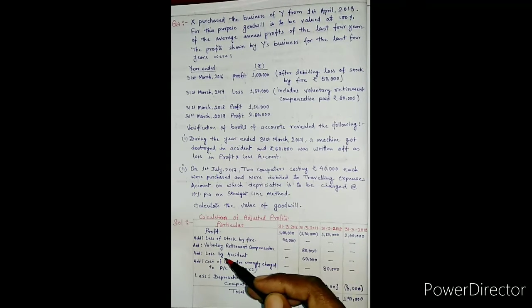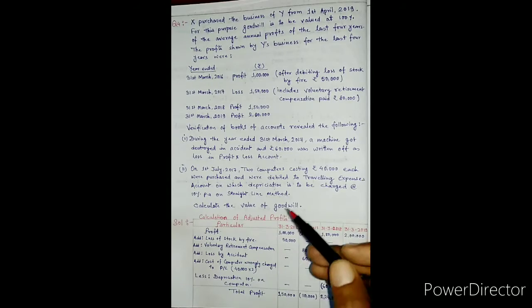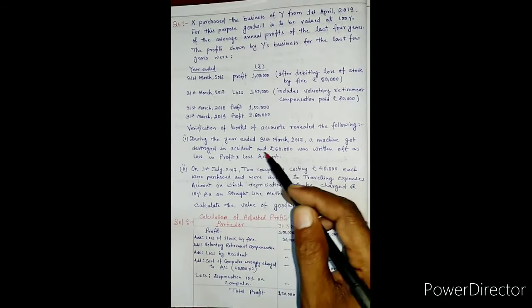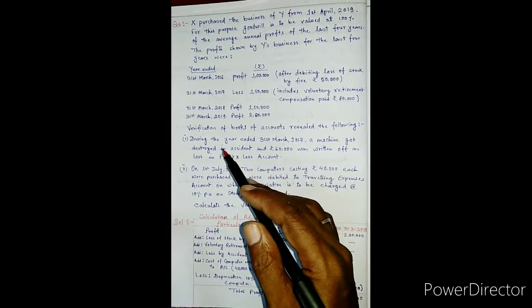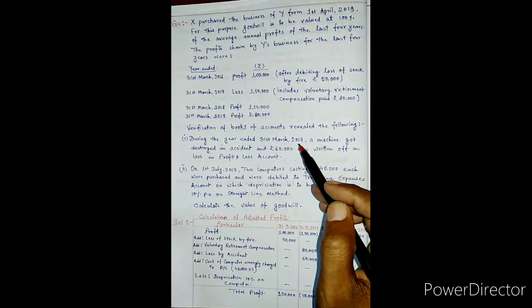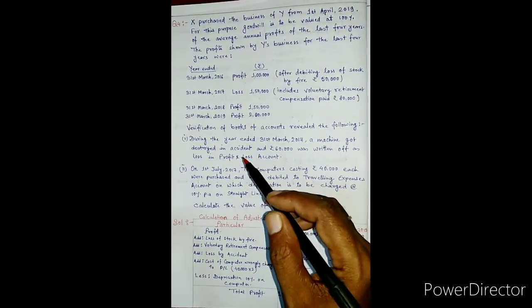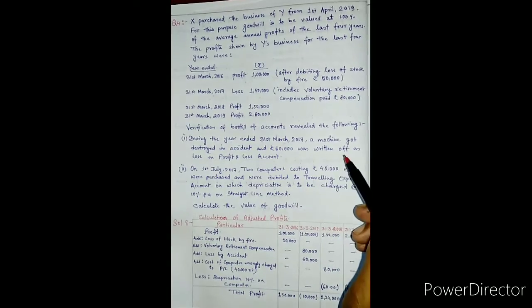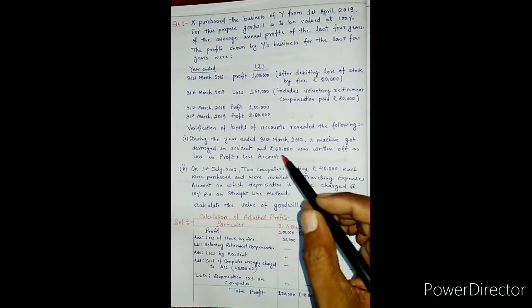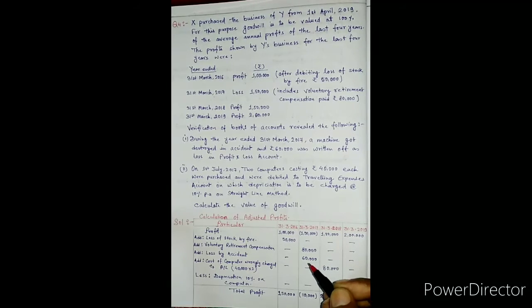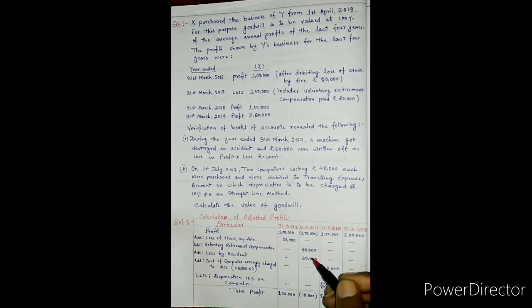Now add loss by accident. So there is an accident in 2017. Here it's given during the year ended 31st March 2017 a machine got destroyed by an accident and rupees 60,000 was written off in the profit and loss account. So that amount we have to add in 2017 column.